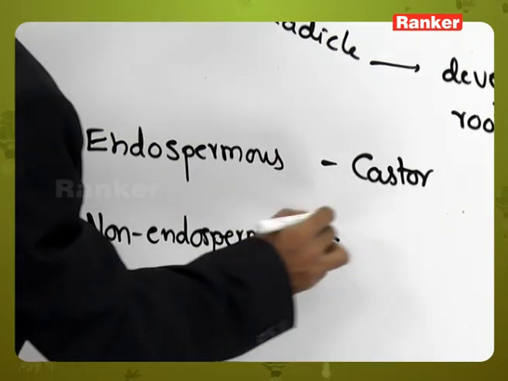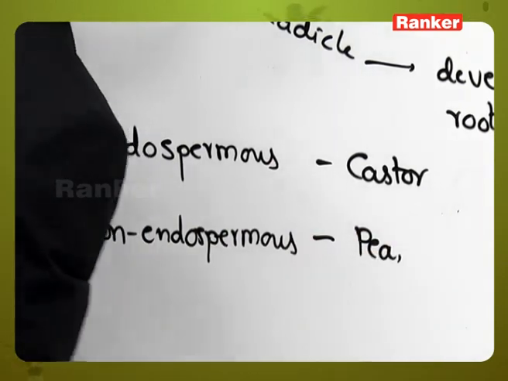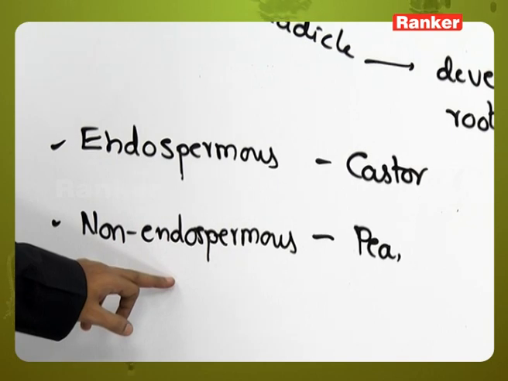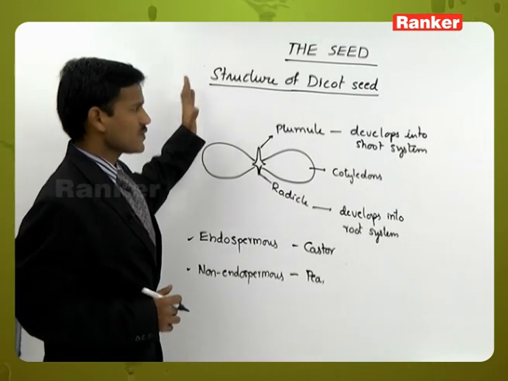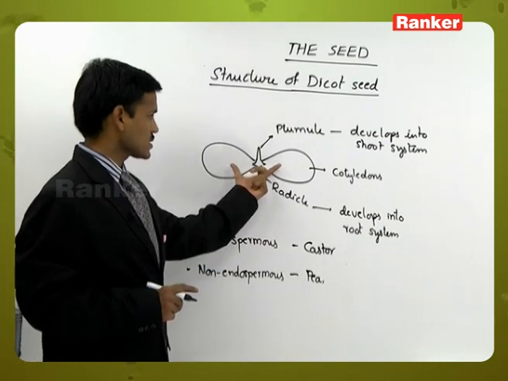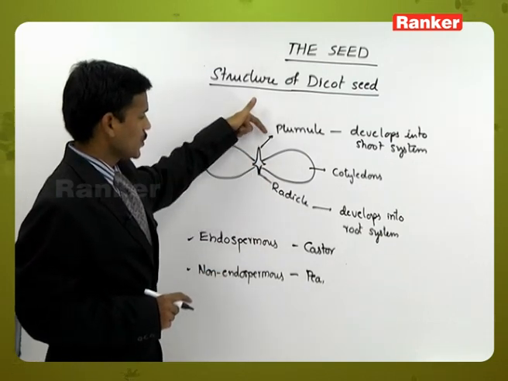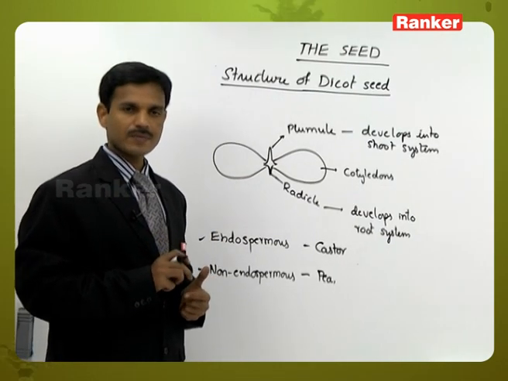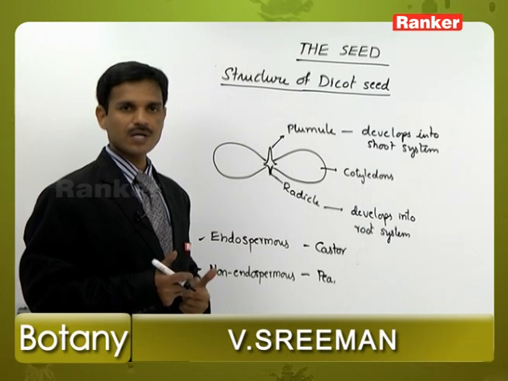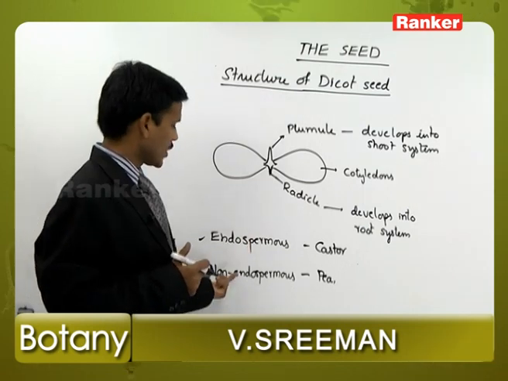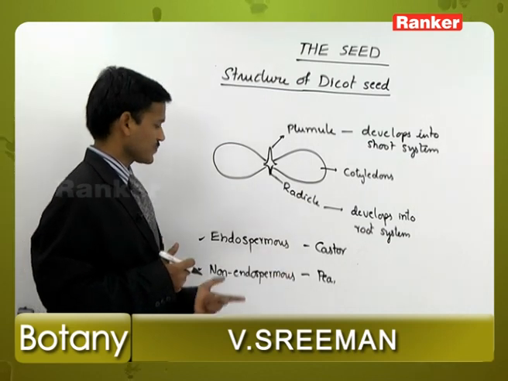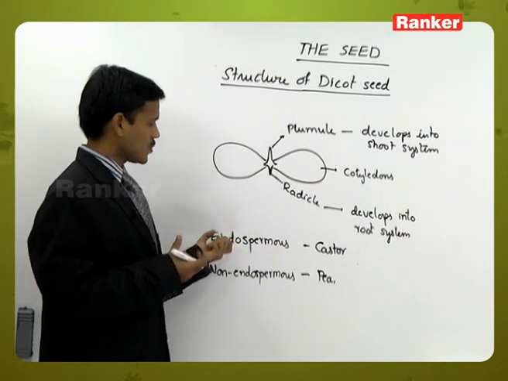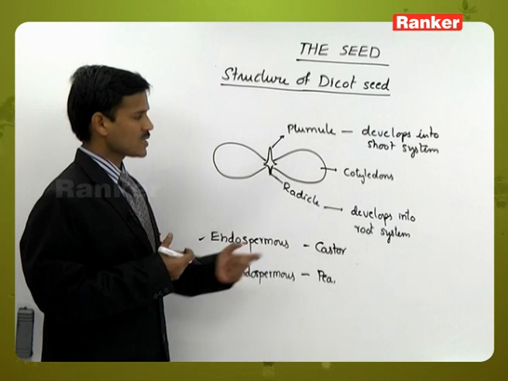So these are pea seeds, examples of non-endospermous seeds. That is the structure of the dicot seed: two cotyledons, embryonal axis, plumule, radicle, and endosperm sometimes present, sometimes absent. If the endosperm is completely utilized, no endosperm is present, like in pea plant. Sometimes endosperm is not completely utilized and some amount remains, for example, castor.